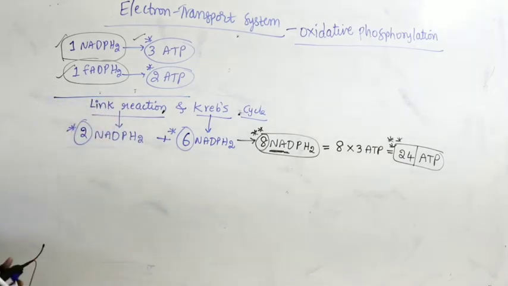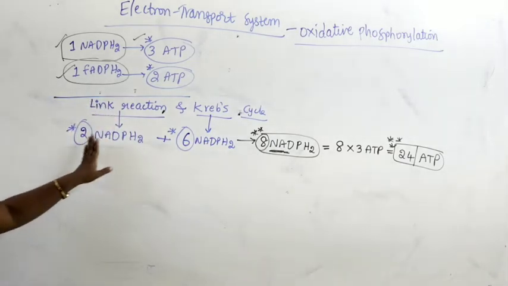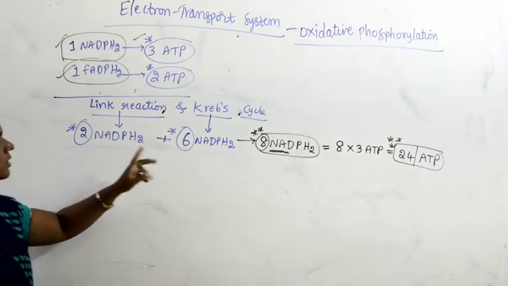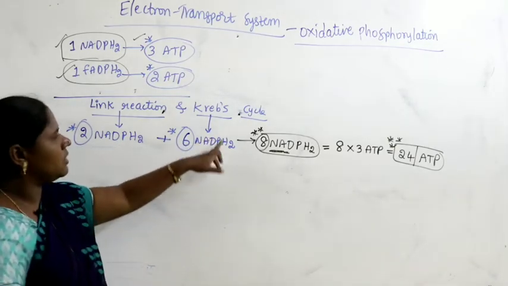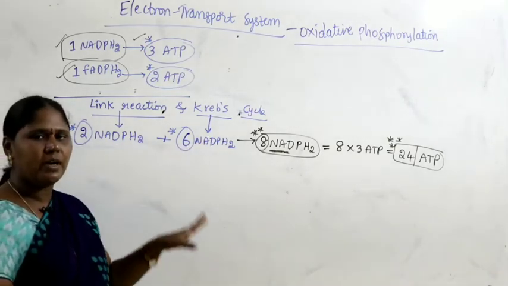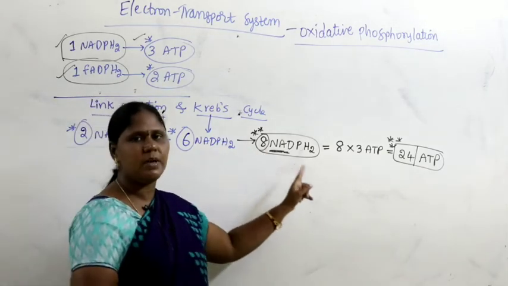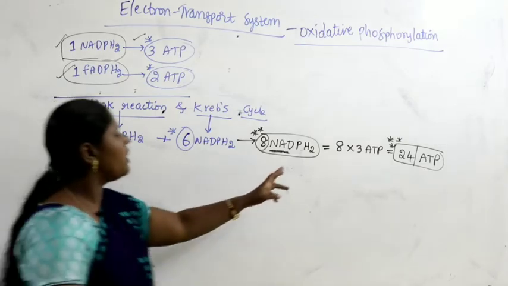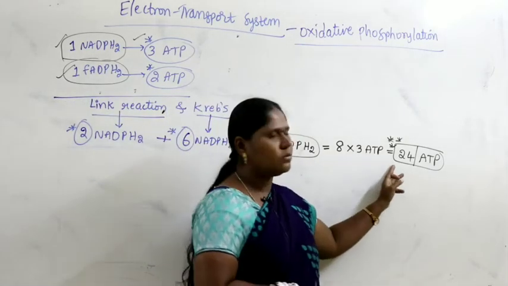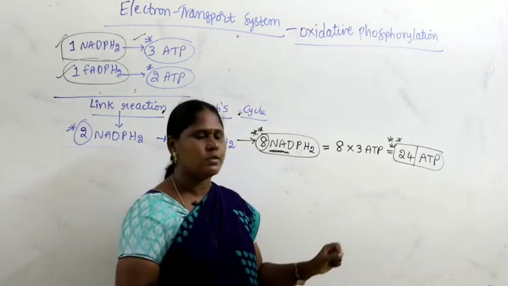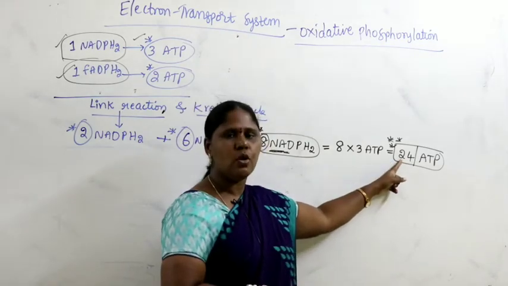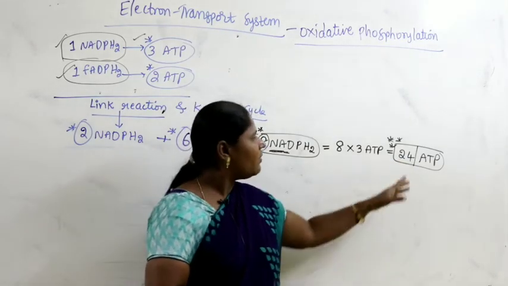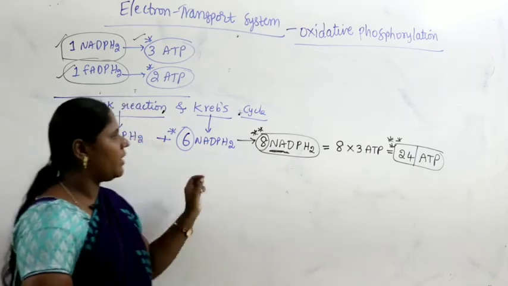Altogether, what are we taking the count of? 2 NADPH2 produced in the link reaction, 6 NADPH2 produced in the Krebs cycle. The total number of NADPH2 will become 8 NADPH2. Each NADPH2 contributes 3 ATP, so 8 into 3 ATP. So the total number of ATP produced from NADPH2 by the end of the Krebs cycle will be 24 ATP.